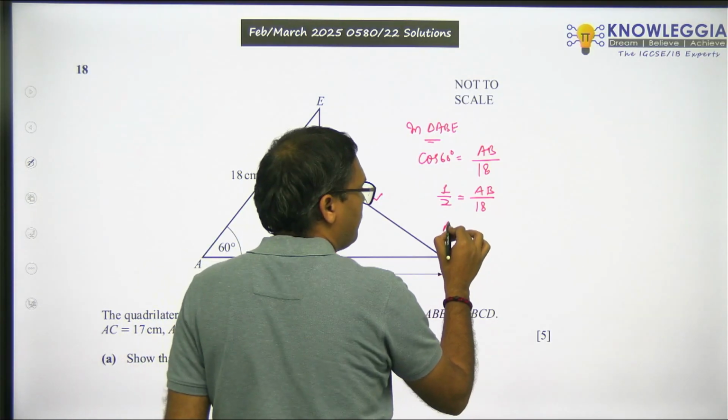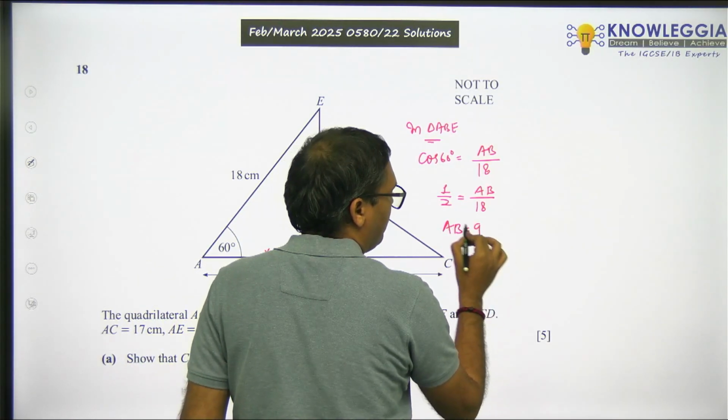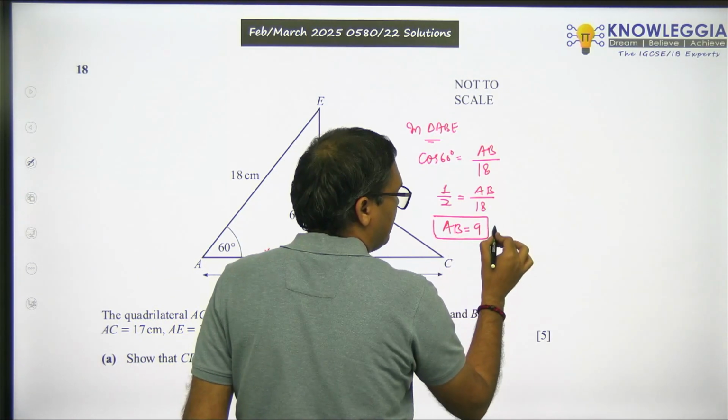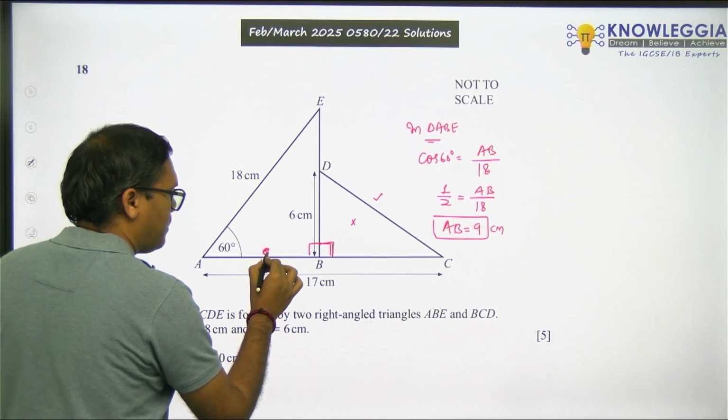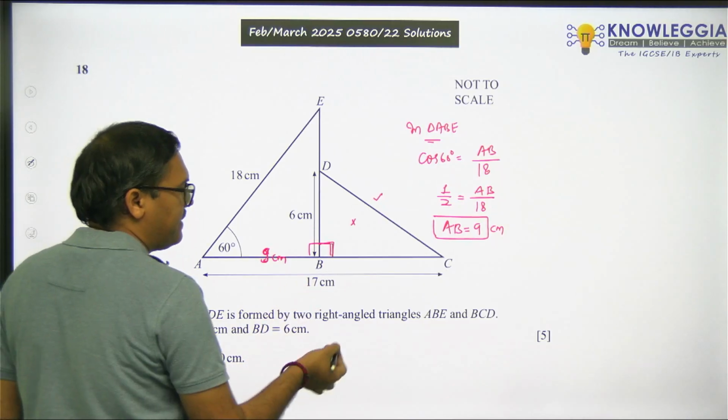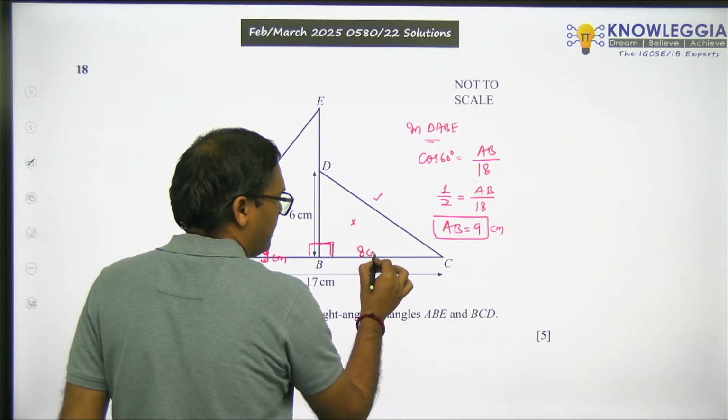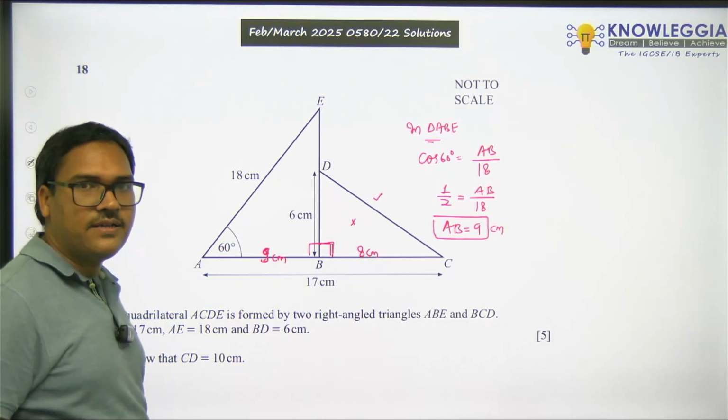So you can clearly see what AB is. AB is equal to 18 divided by 2. This is 9 centimeters. Now, if AB is 9 centimeters, this is 8 centimeters. You can easily understand, the total sum is 17.